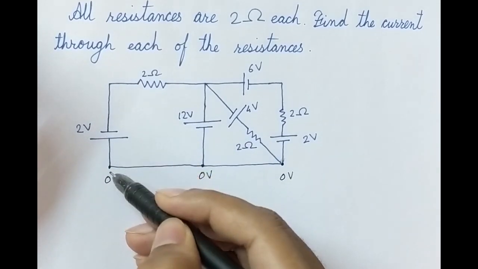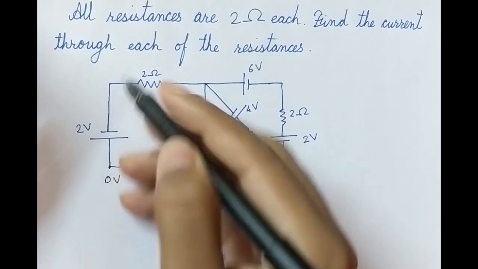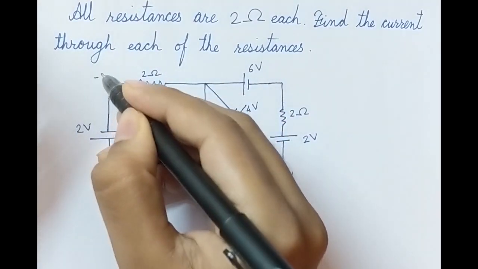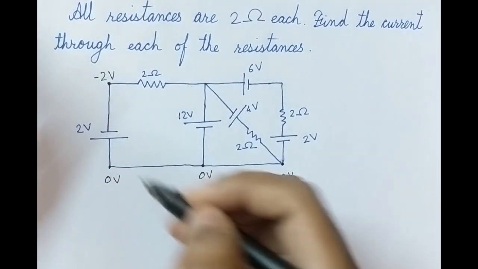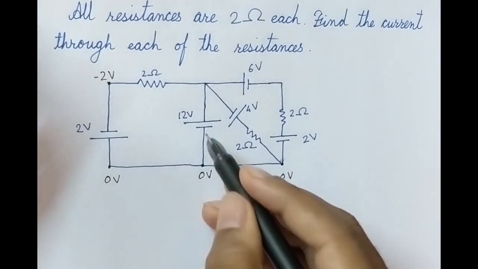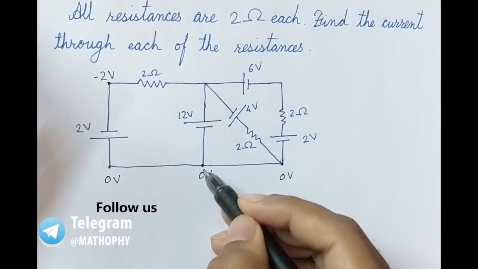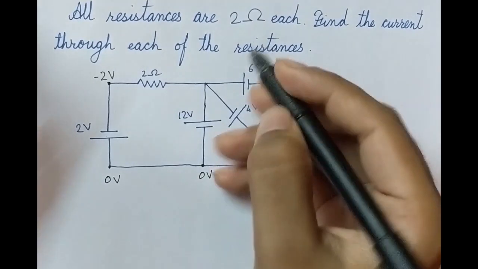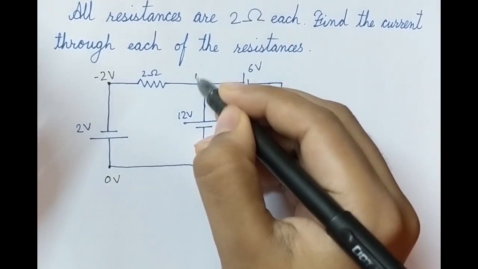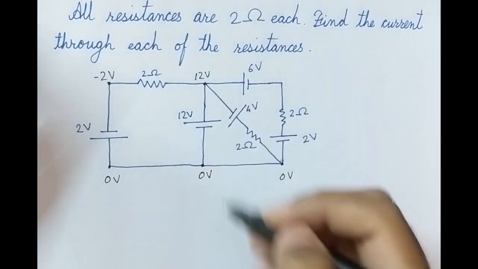So if the positive terminal of that is at 2 volts, then the negative terminal has to be at minus 2 volts in order to maintain a potential difference. For the second cell, if the negative electrode is at 0 volt, then the positive electrode has to be at 12 volts. So the top end is at 12 volts.